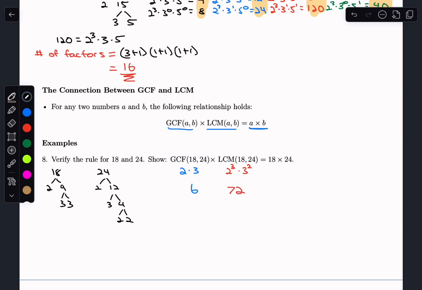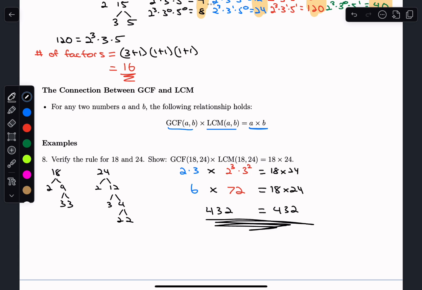And so we want to check, is 6 times 72 equal to 18 times 24, which is the original two numbers multiplied together? So if we multiply out 6 times 72, that is 432. And if we multiply out 18 by 24, that is also 432. And so we have just shown, by these two being the same, that the GCF and LCM multiplied together give us the same thing as multiplying the original two numbers.